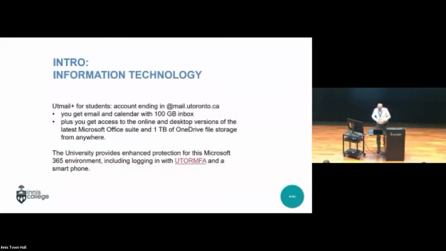So I also wanted to make a note, very briefly in my introduction, about information technology. You will all learn more about this, and you will learn so much today that by the end of the day there's a whole bunch of things you will know that you didn't know in the morning, and you will learn more details about all of them. But you will all get an email account ending in mail.utoronto.ca, and we are very proud of the fact that it does include a terabyte of OneDrive file storage, and that you get all the latest Microsoft Office features, and these are all protected with UTORMFA, multi-factor authentication.